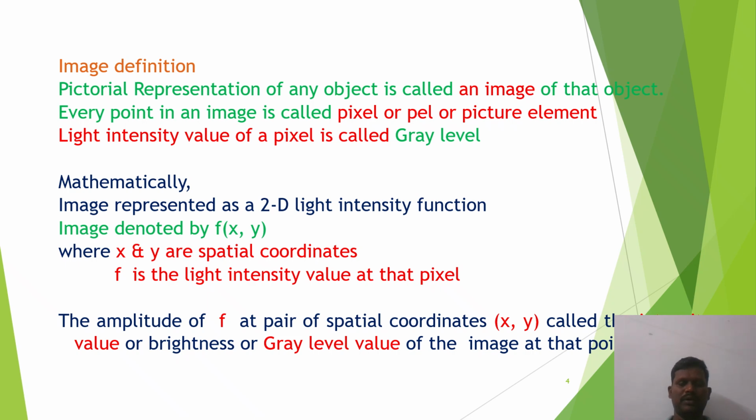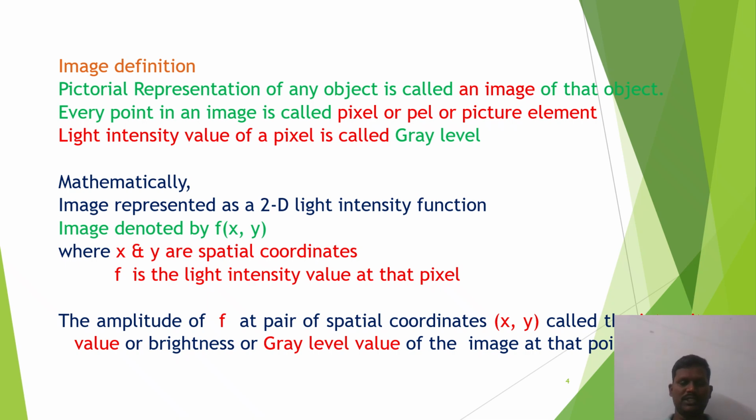At each and every point, based upon the light intensity value, you are going to observe or see that particular image. So the light intensity at each and every point is called the gray level value, or you can also call it light intensity. So here the image is a two-dimensional function. Means each and every point in that image we represent with the spatial coordinates x, y, and at each spatial coordinate there is a light intensity. The light intensity at that point is called gray level or intensity. That is the reason we represent any image mathematically as a two-dimensional light intensity function.